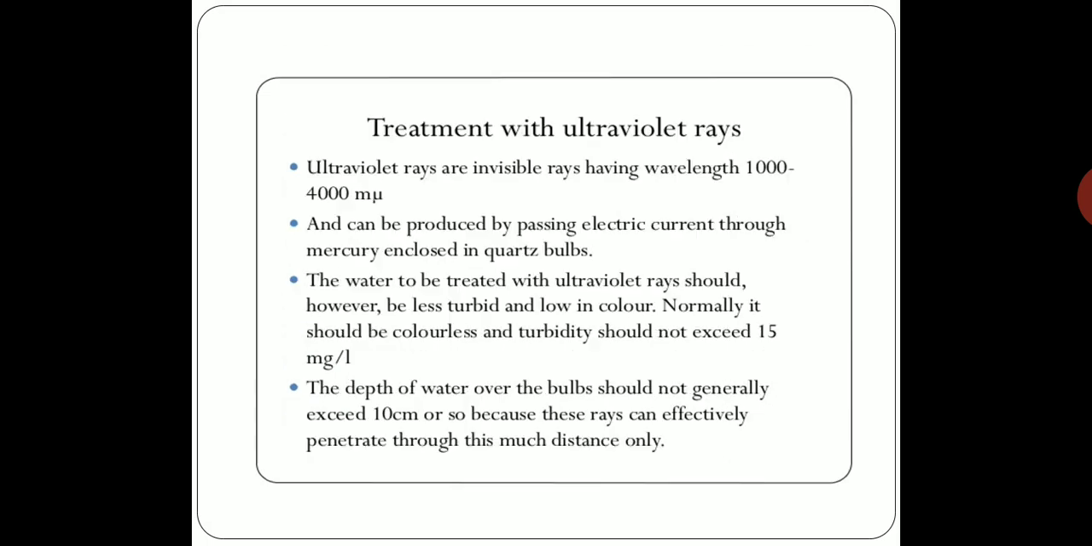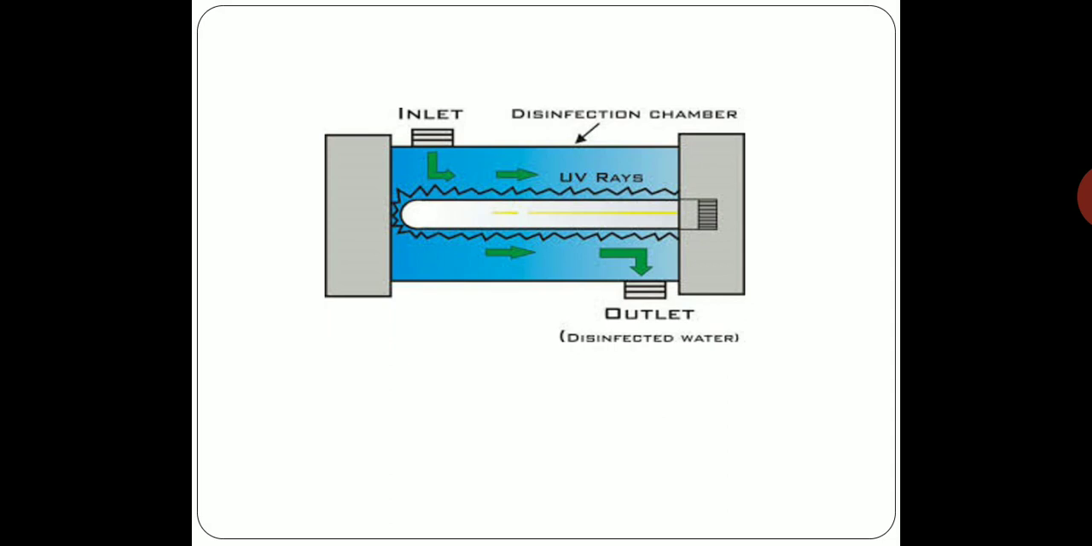The next method is the ultraviolet treatment method, that is, treatment by ultraviolet rays. You can see there is a picture given over here. There is a bulb which is enclosed in a quartz globe. Water is passed from the inlet on top. You can see this is the quartz globe, the disinfection chamber, and a bulb is inserted in this quartz globe. Water is passed from the top, from the inlet, so it is circulated around all this light.